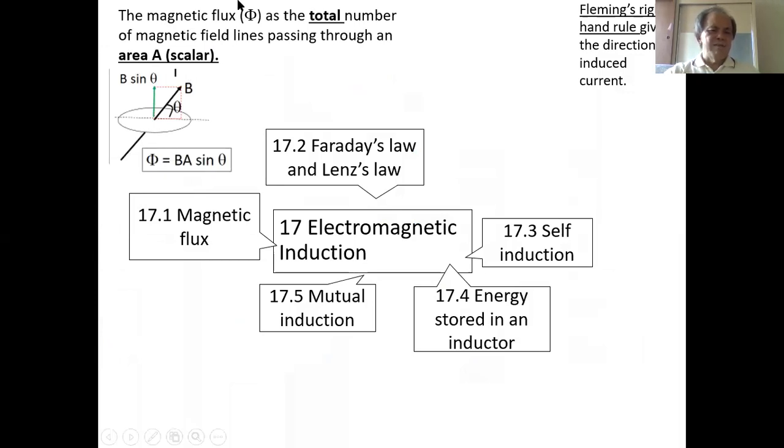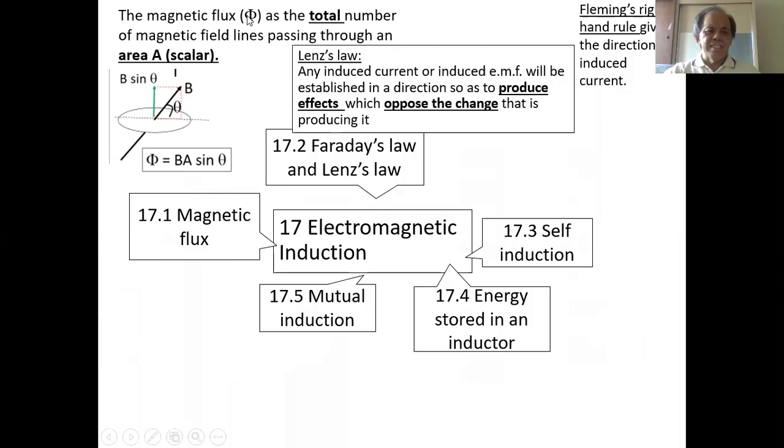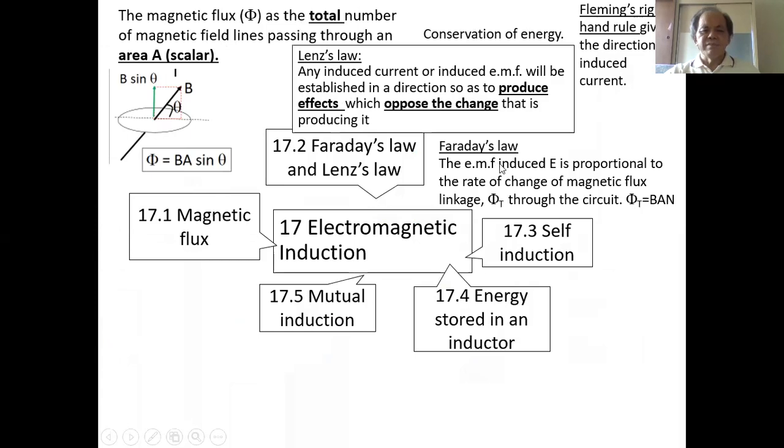Flux, what is flux? What is flux linkage? Lenz's law, Fleming's right-hand rule. Lenz's law is conservation of energy. Faraday's law. In mathematical form, we are just using Faraday's and Lenz's law throughout all that you are going to learn. And know that for a linear conductor, your EMF induced in the conductor is BLv.